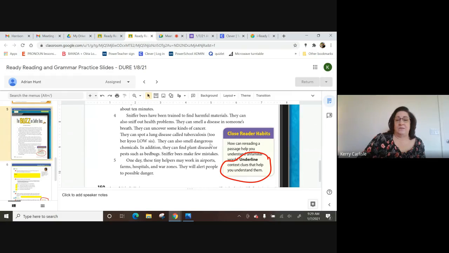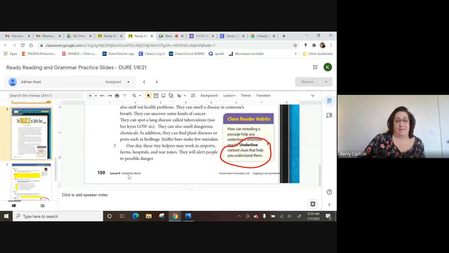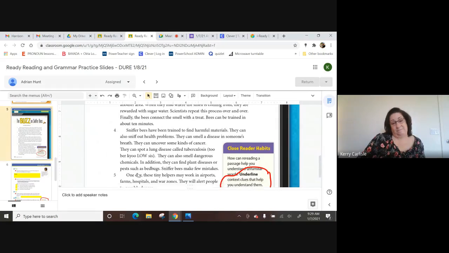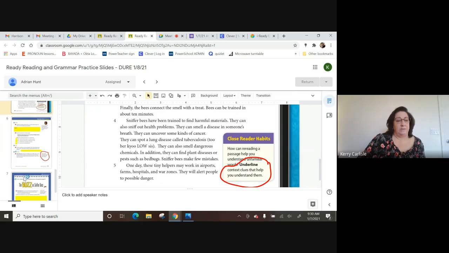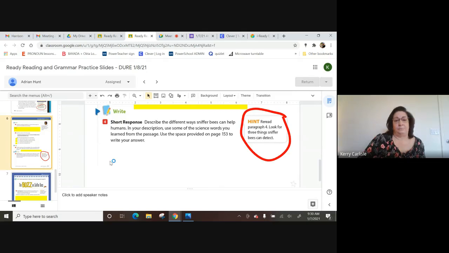And they can also smell dangerous chemicals. And in addition, they can find plant diseases or pests such as bed bugs. Sniffer bees make few mistakes. I don't even know how they know. Like you can't communicate with it. I thought this was kind of weird. But one day these tiny helpers may work at airports, farms, hospitals, and war zones, and they will alert people. So see the word alert here? That's the last question over here, right?